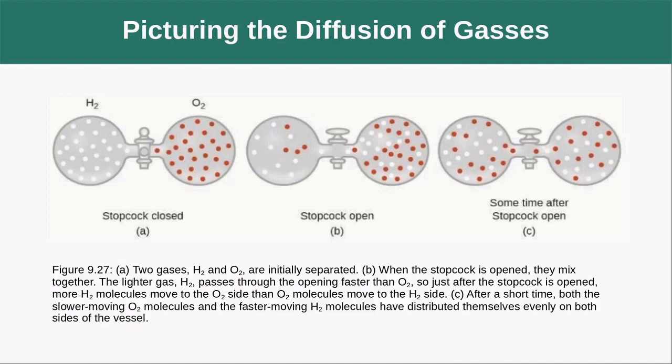So we can picture this here. If we had hydrogen in the left chamber and oxygen in the right chamber and a closed stopcock, we open the stopcock, allowing the two systems to come in contact. Some of the hydrogen moves into the right chamber, some of the oxygen moves into the left. And after a relatively long time, we get an even distribution of hydrogen and oxygen in the two chambers.